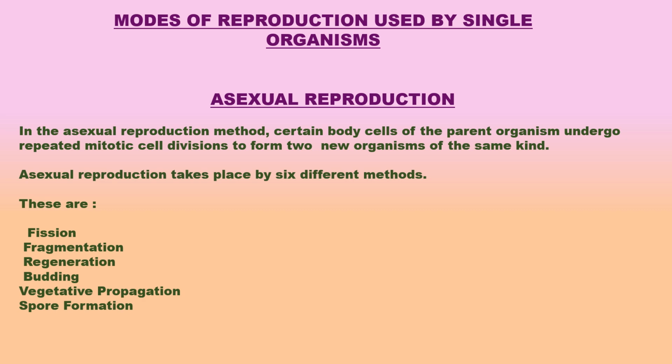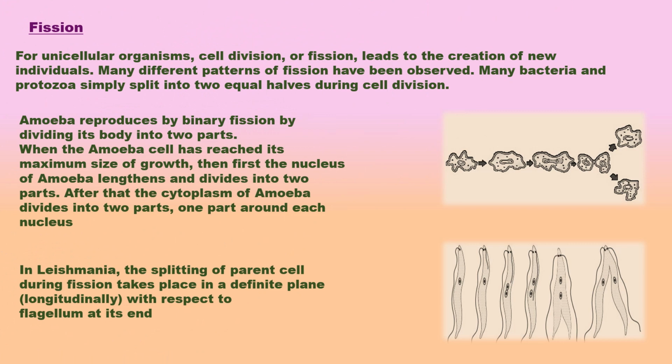Asexual reproduction takes place by 6 different methods. These are fission, fragmentation, regeneration, budding, vegetative propagation, spore formation. Fission. In the process of fission, a unicellular organism splits or divides to form two or more new organisms. Fission is of two types: binary fission and multiple fission, depending on whether the parent organism splits to form two new organisms or more than two organisms.